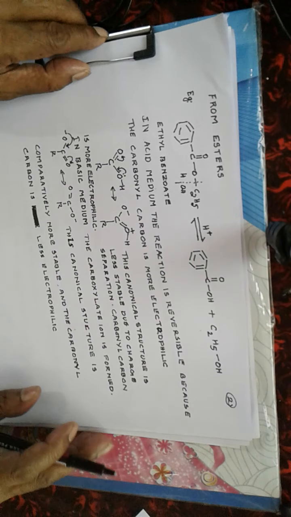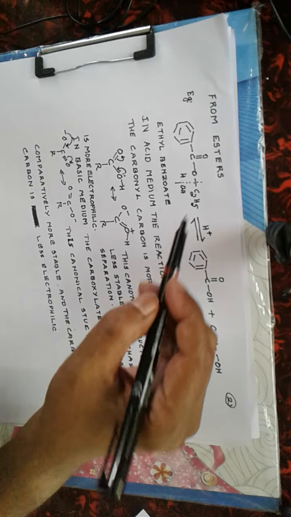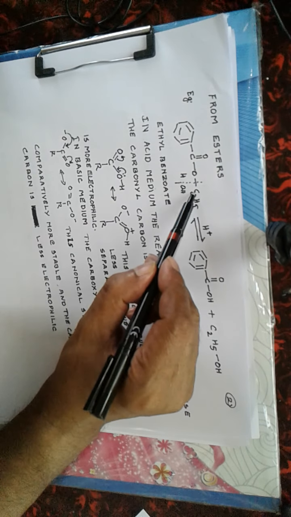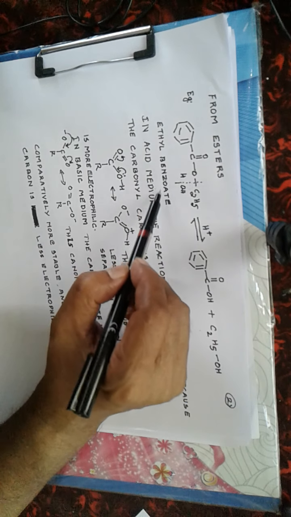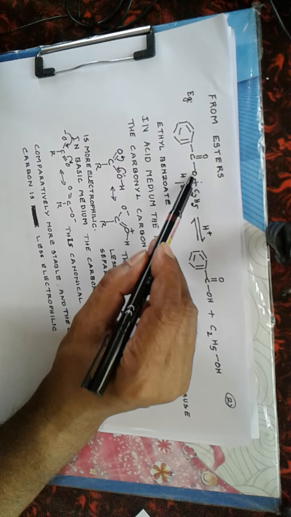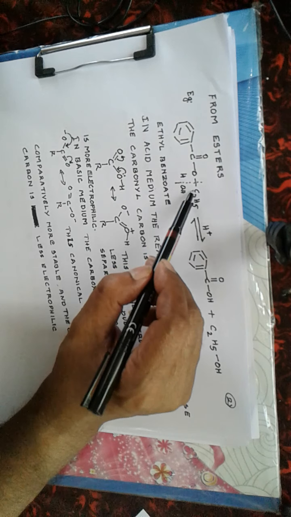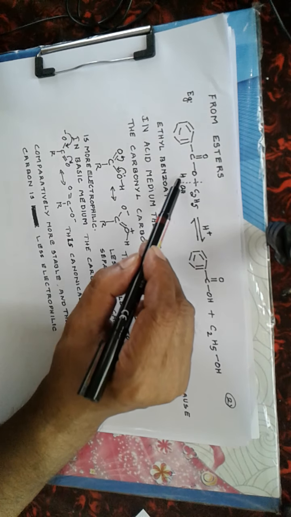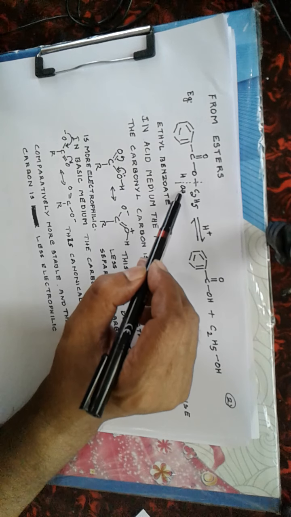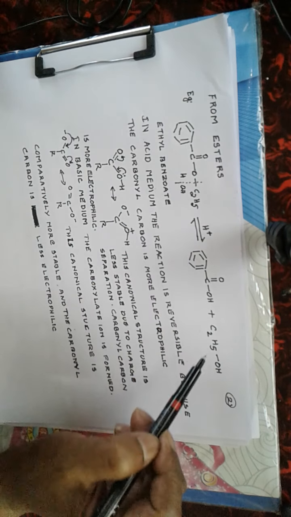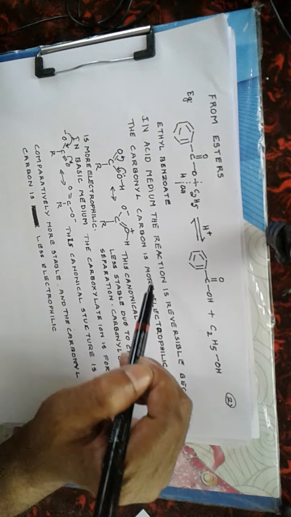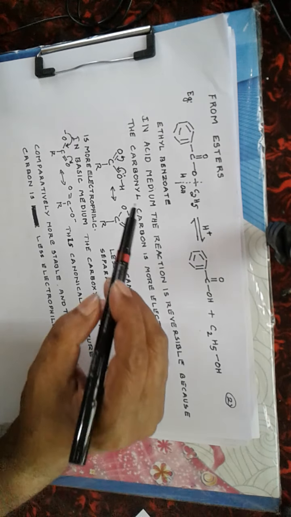Now from esters we can prepare acid by hydrolysis. Here the alkyl group is the C2H5 group, and this molecule is ethyl benzoate. The alkyl to oxygen bond is broken. A molecule of water is also broken, oxygen getting connected to hydrogen and C2H5 connected to OH, so we get benzoic acid and C2H5OH. In acid medium, the reaction is reversible because the carbonyl carbon is more electrophilic.